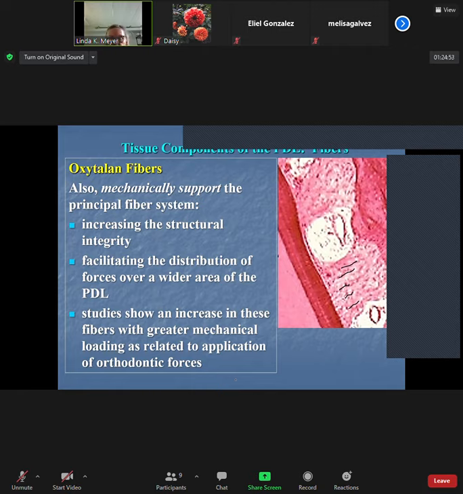Okay, so the main component, type 1 collagen, making up those principal fiber bundles, the alveolar crest, horizontal, oblique, apical, interradicular fibers. But we also have some type 1 collagen and type 3 collagen in the interstitial areas. And then in the interstitial areas, we have some of these oxytalan fibers.